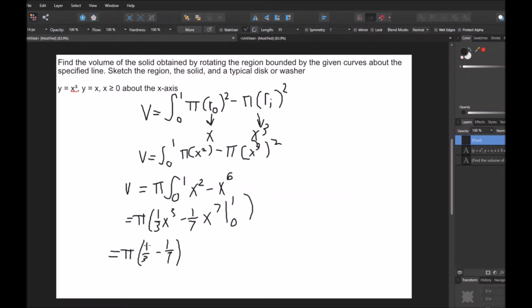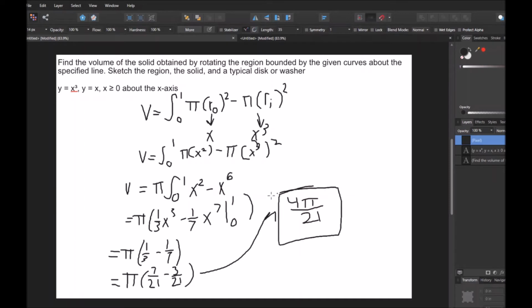So now I'm going to multiply 1/3 by 7 in the numerator and the denominator, and I'm going to multiply 1/7 by 3 in the numerator and the denominator to get them to have like denominators. So I'm going to have 7/21 minus 3/21, and then I'm going to rewrite this up here. That's going to be 4 pi over 21, and that would be my answer. That would be your volume.